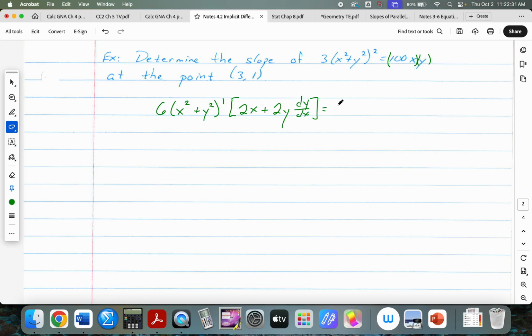So I'll have 100x times the derivative of y with respect to x, which is dy dx, plus y times the derivative of 100x with respect to x, which is 100.